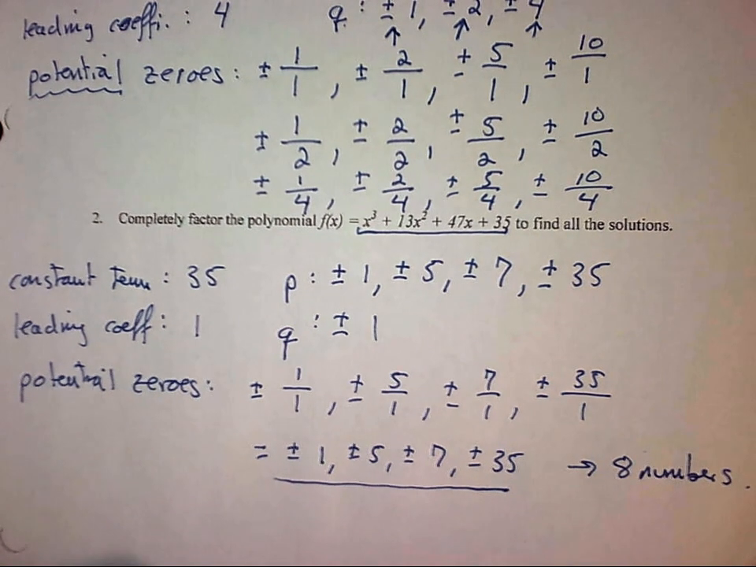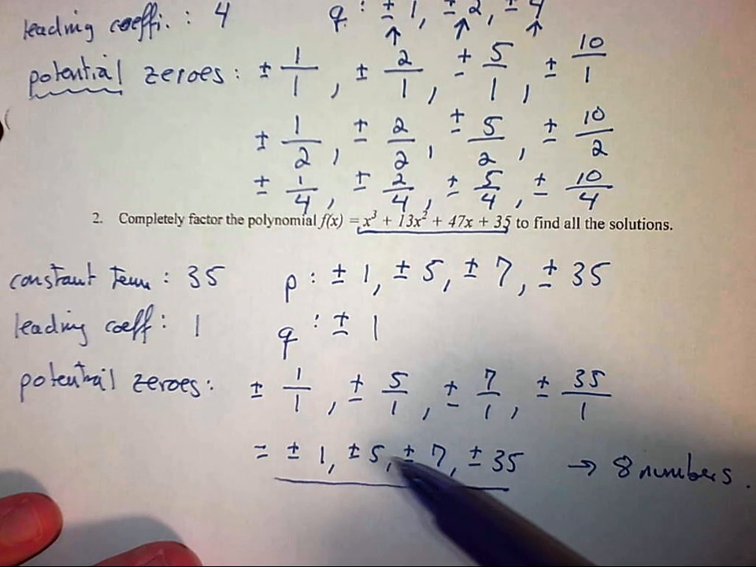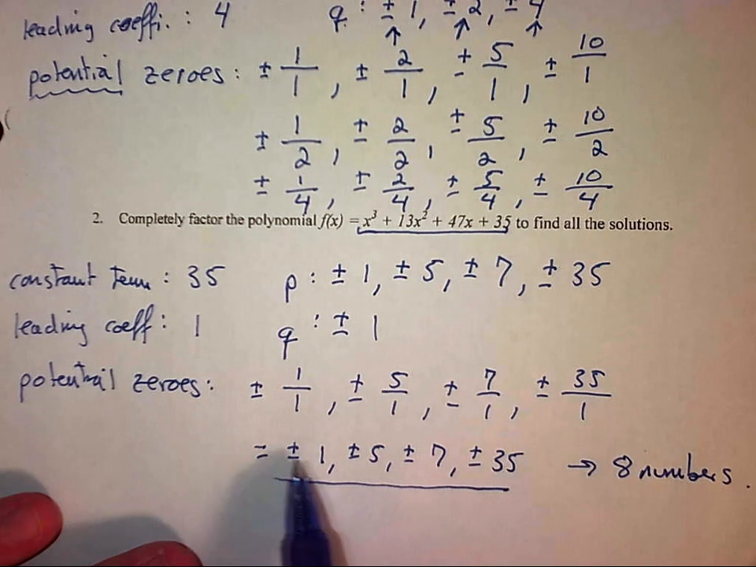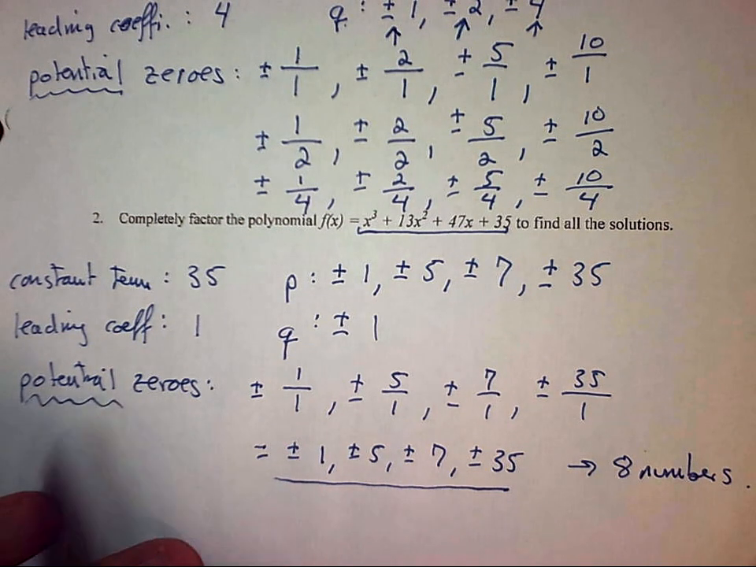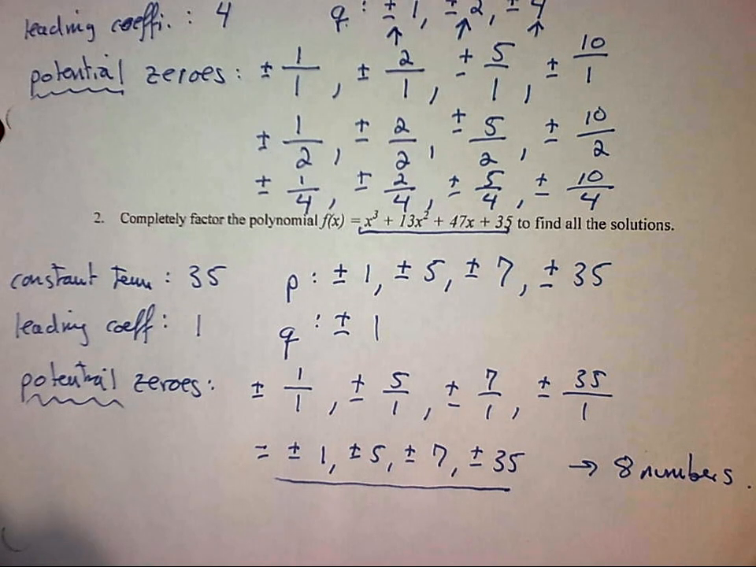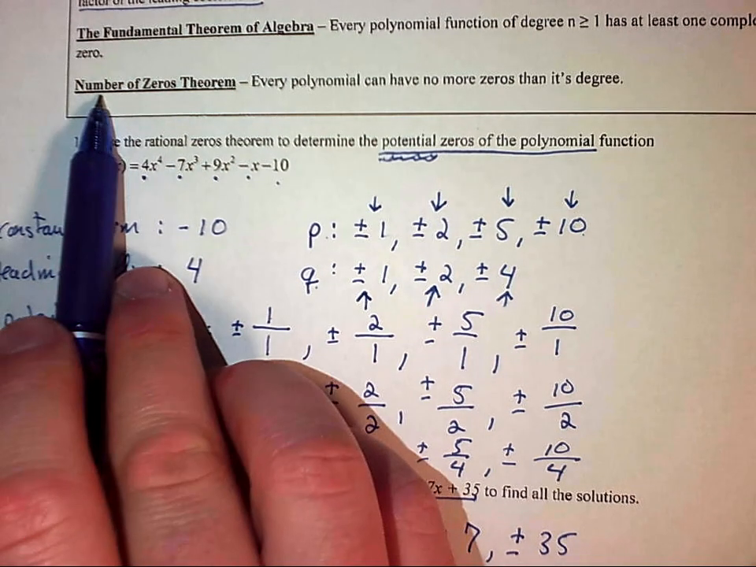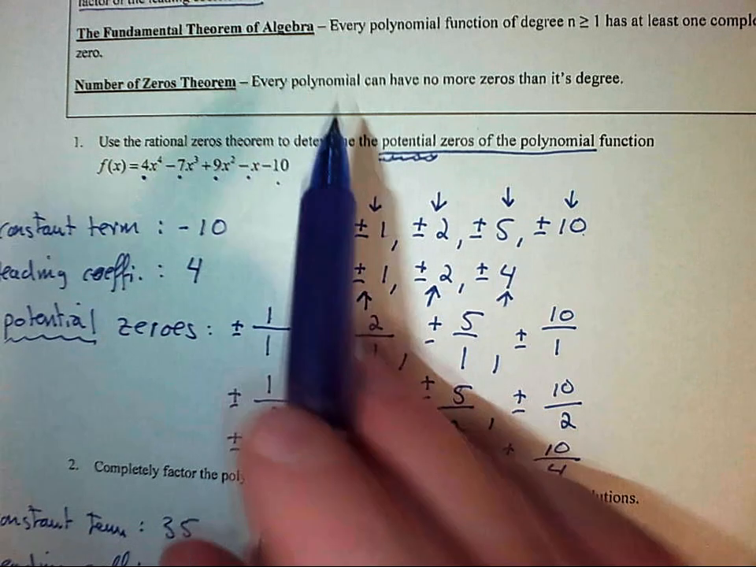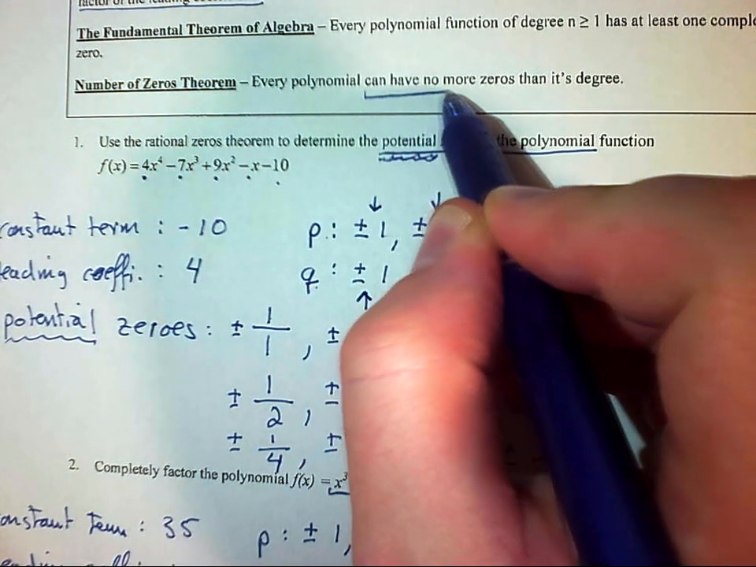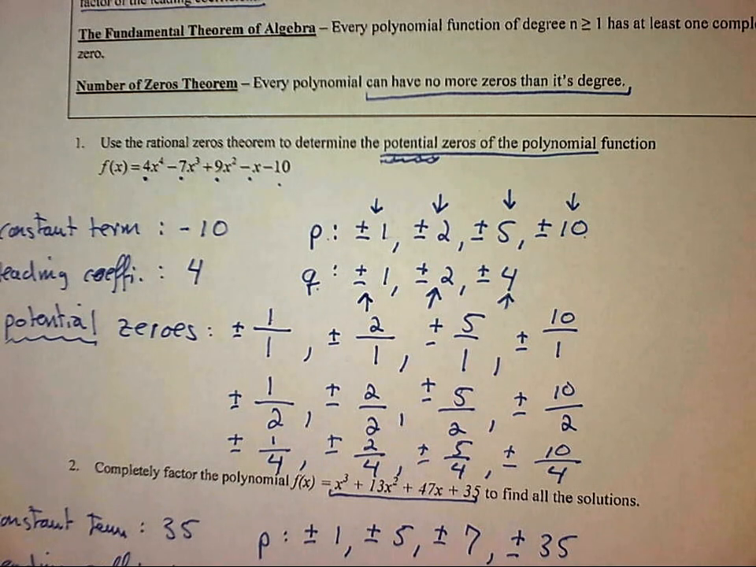So let's think about that for a second. I'm saying that these are just potential zeros. I know I'm repeating myself, but these are just potential zeros. I'm not saying that each one of these things is a zero. Now, how do I know that each one of these things isn't a zero? Well, let's go back up here to our number of zeros theorem. Our number of zeros theorem says that every polynomial can have no more zeros than its degree.